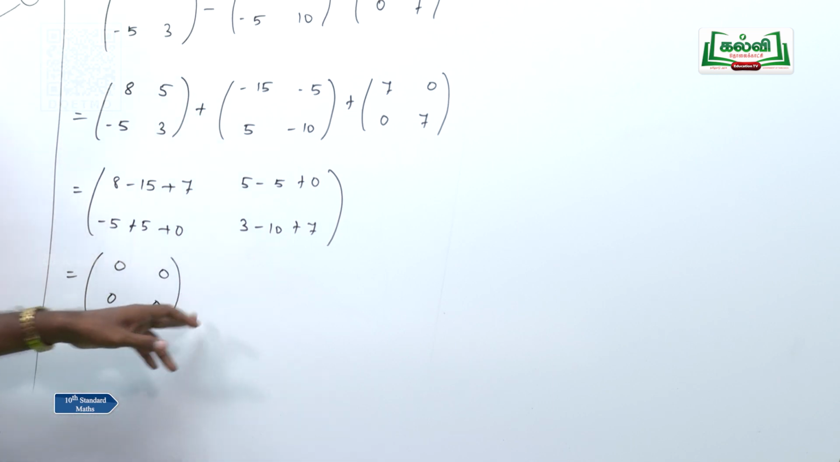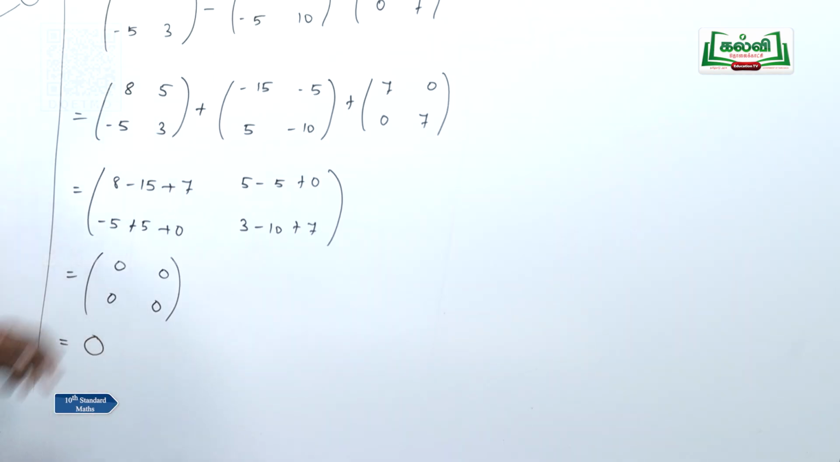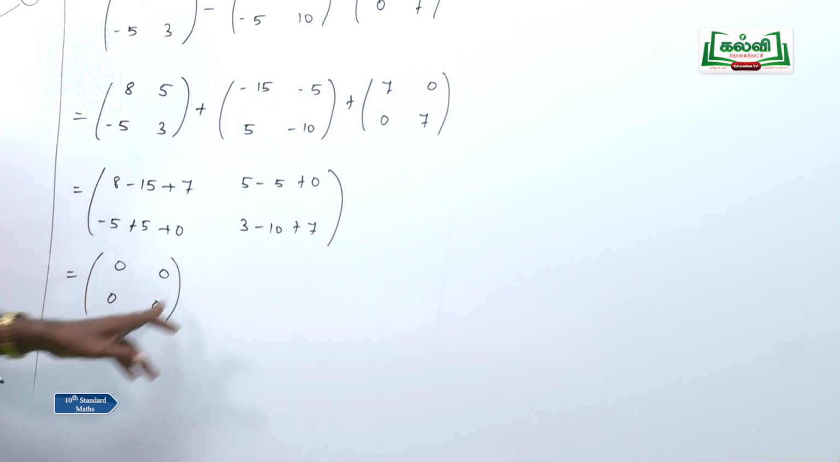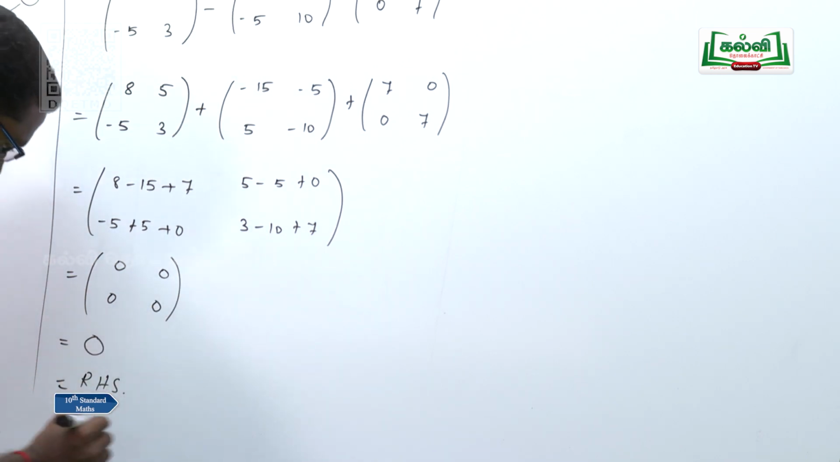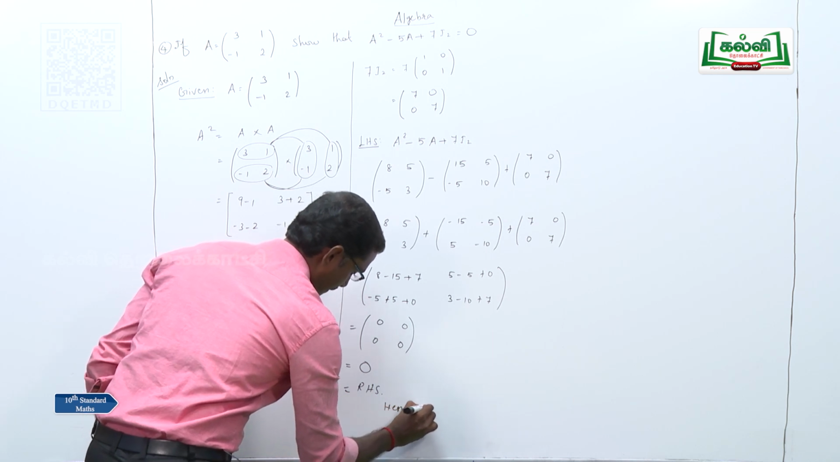This is the 0 matrix. The symbol of the 0 matrix is O, already I told. The 0 matrix has the symbol O. This is the right hand side, RHS. Hence proved.